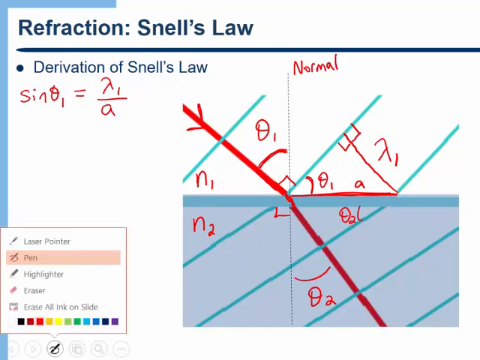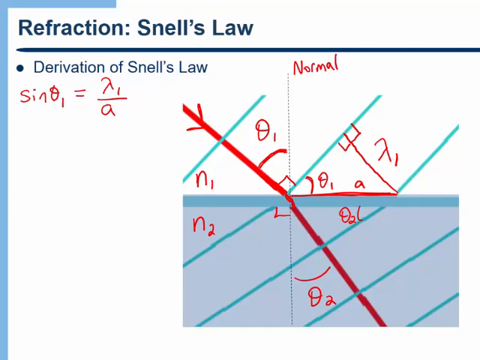I'm now going to look at a second triangle. I'm going to look at this triangle right here. Notice that, once again, this is the wavelength in material 2 right here, and A is, again, the hypotenuse. So the sine of theta 2 is equal to lambda 2 over A.